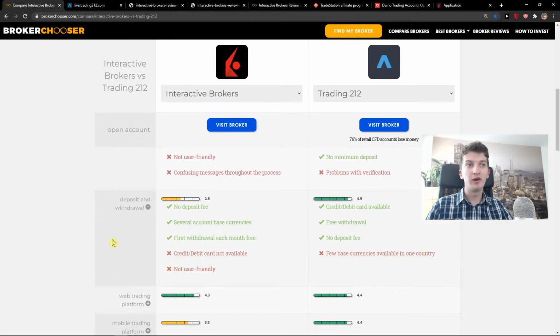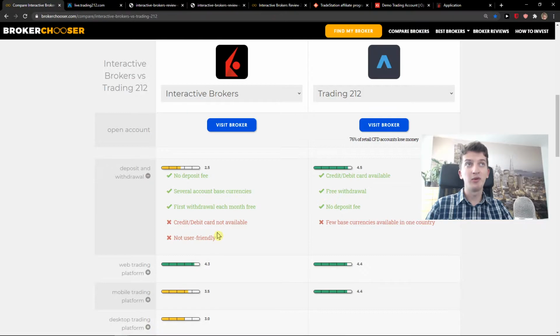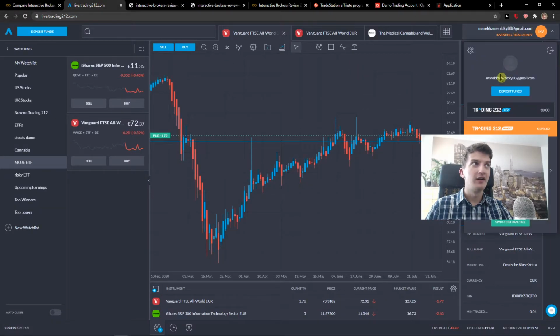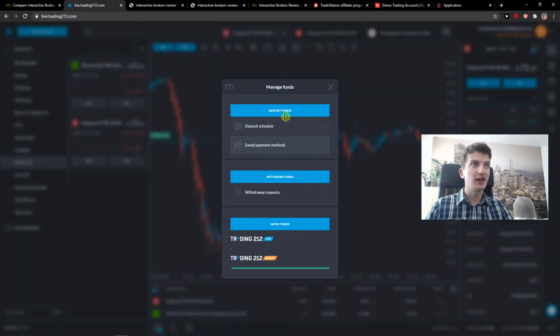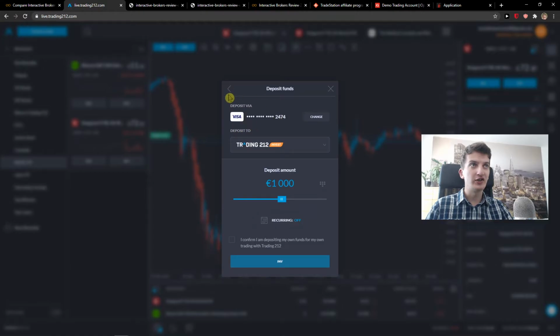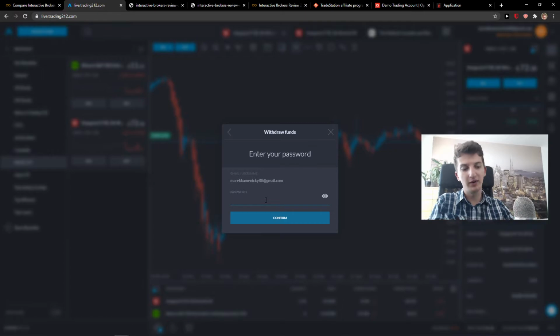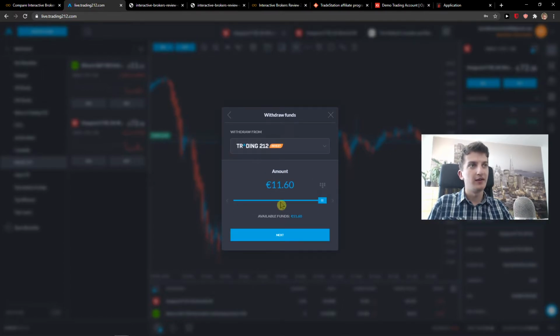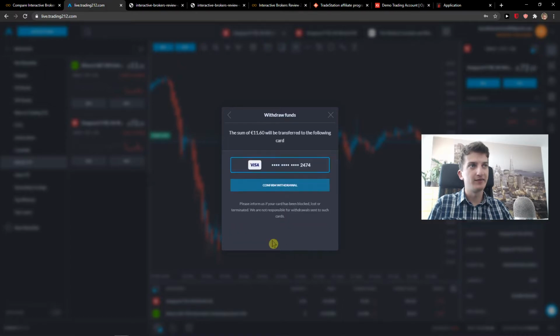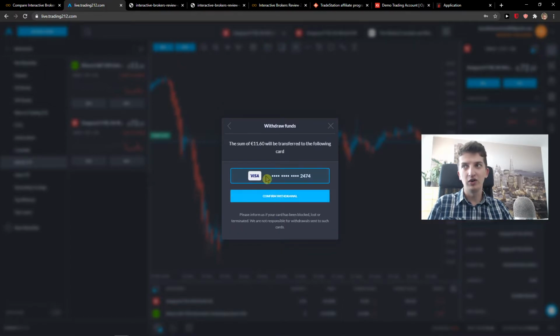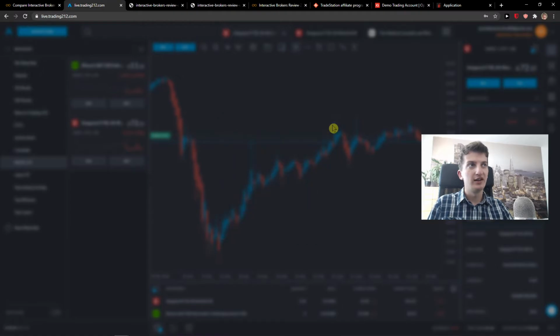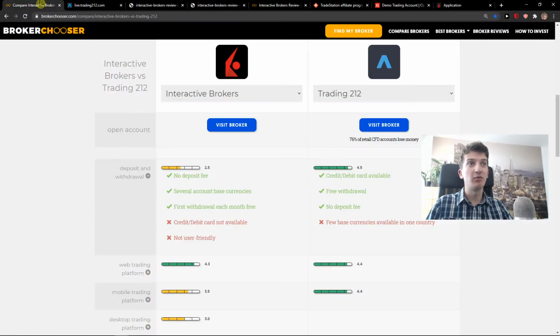Now the deposit and withdrawal. Credit cards are not available in Interactive Brokers. In Trading212 they are available, and I like it. When I click here on manage funds and click deposit funds, I can easily deposit, or I can even withdraw funds. Look at this. Let me write my password. Okay, next. And I can confirm and then withdraw to my card. So this is pretty much it. Now let's go further.